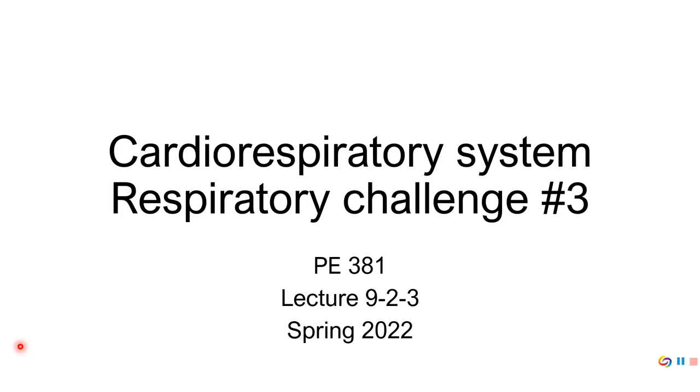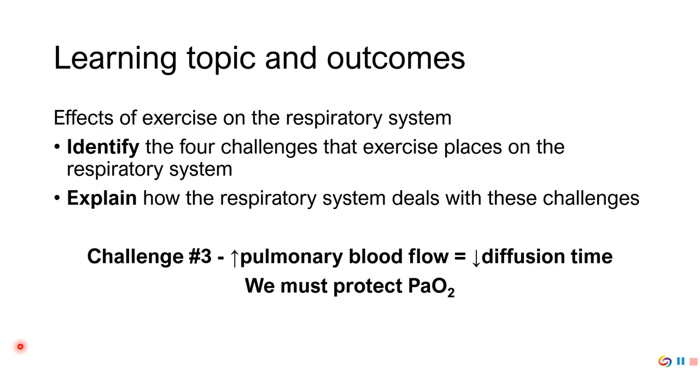All right, challenge number 3. And challenge number 3 actually is related pretty closely to challenge number 2. And so again, we've got high blood flow. This leads to a decreased diffusion time. And what I mean by that is that there's less time for diffusion to occur. It doesn't change the length of time that's needed for diffusion to occur. It's just how much time is available for diffusion to occur. And ultimately, this is helping us. We need to make sure that we maintain arterial oxygen.